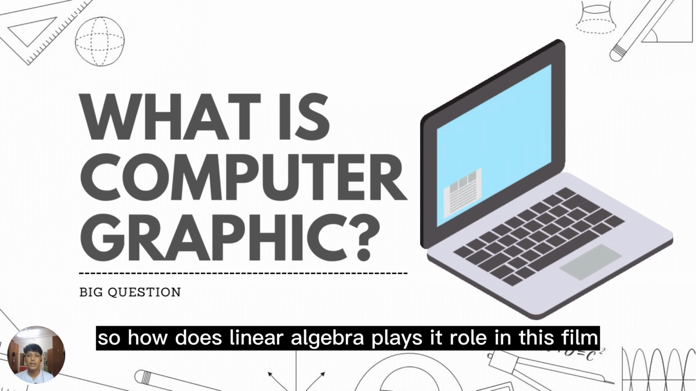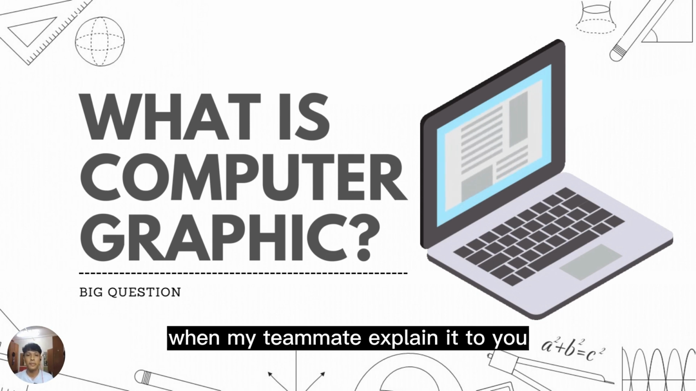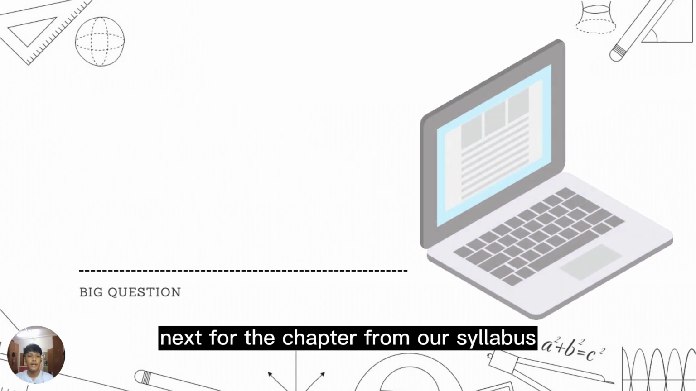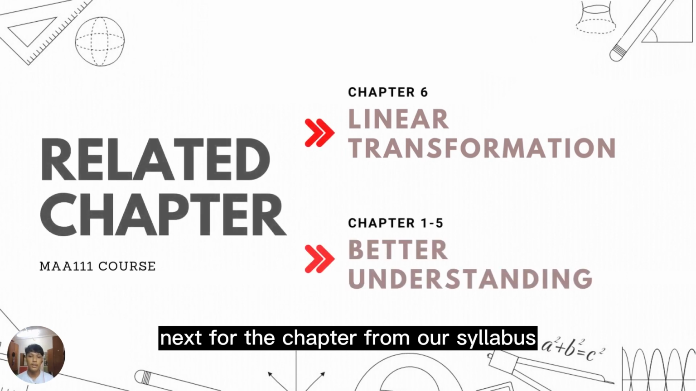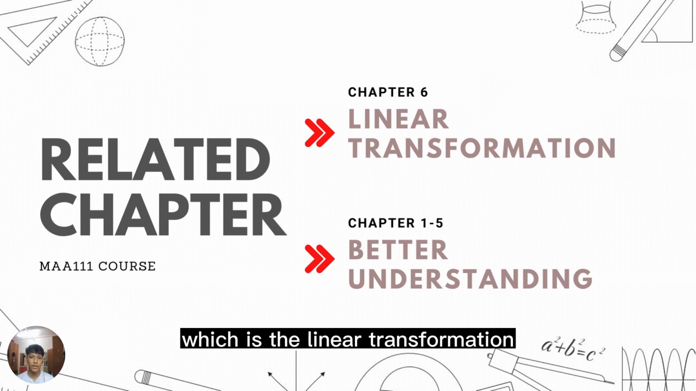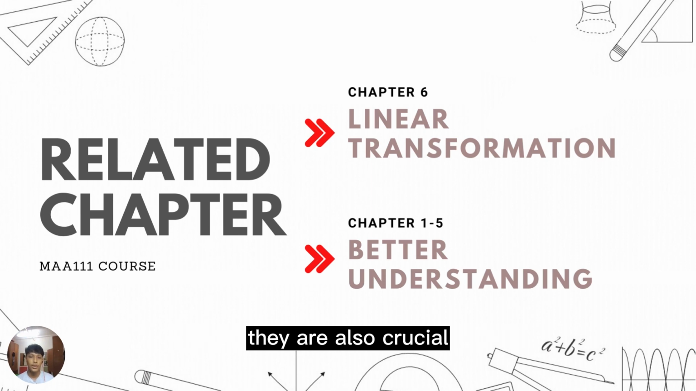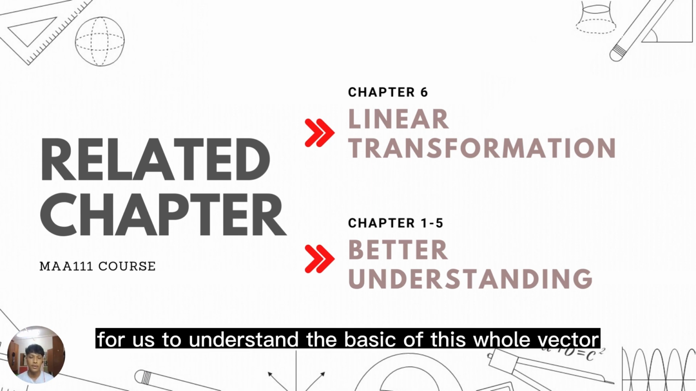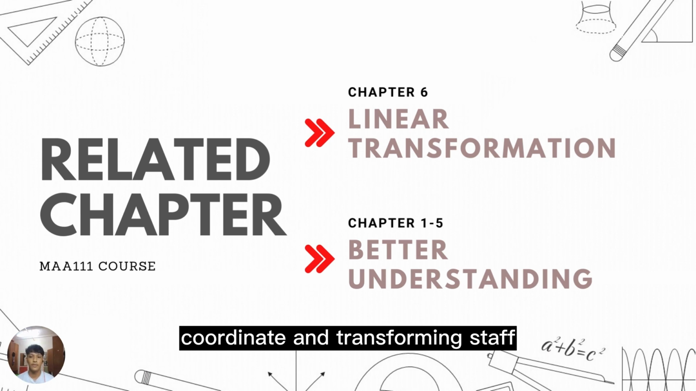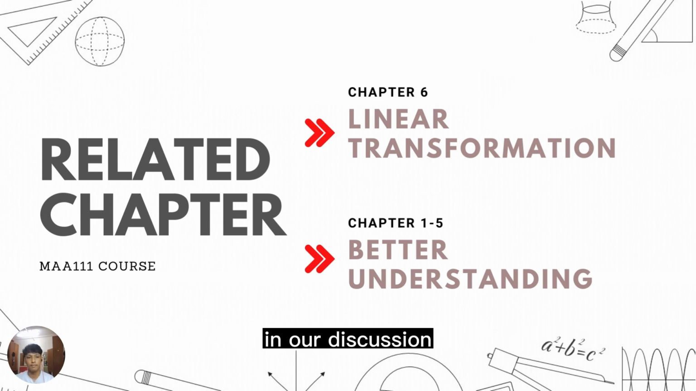So, how does linear algebra play its role in this field? We are going to explore this further later in the video when my teammates explain it to you. Next, the chapter from our syllabus that was mainly used for this topic is chapter 6, which is linear transformation. How? Well, we will get to that later on. As for the other topics in this course, they are also crucial for us to understand the basics of this whole vector, coordinate, and transforming stuff. They will surely help us to have a better understanding in our discussion.